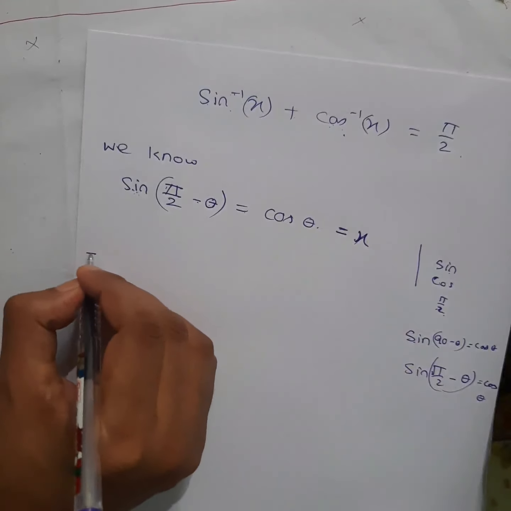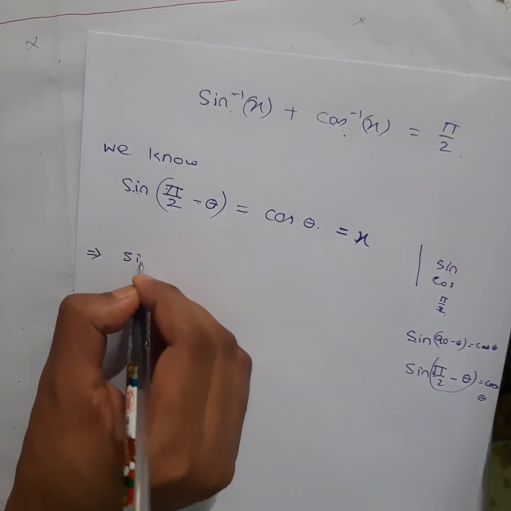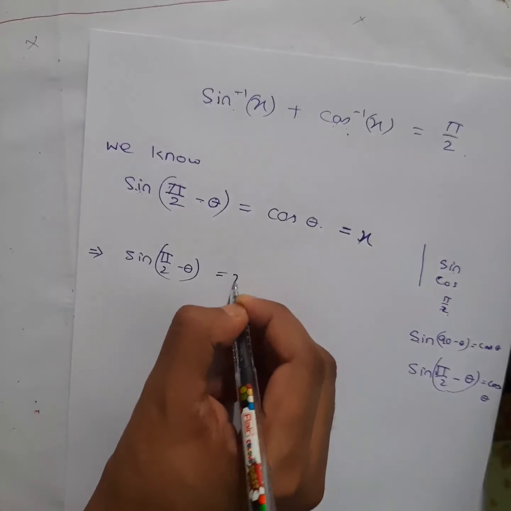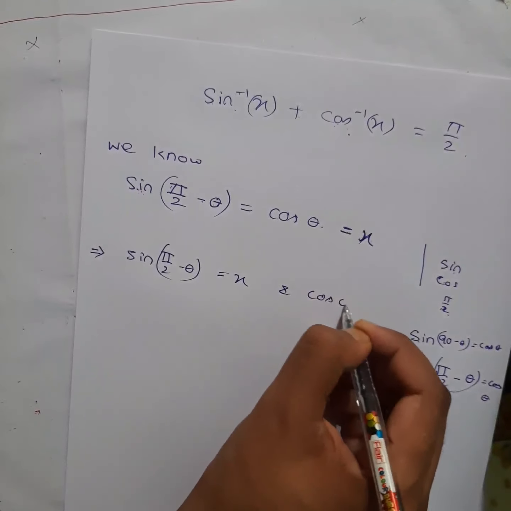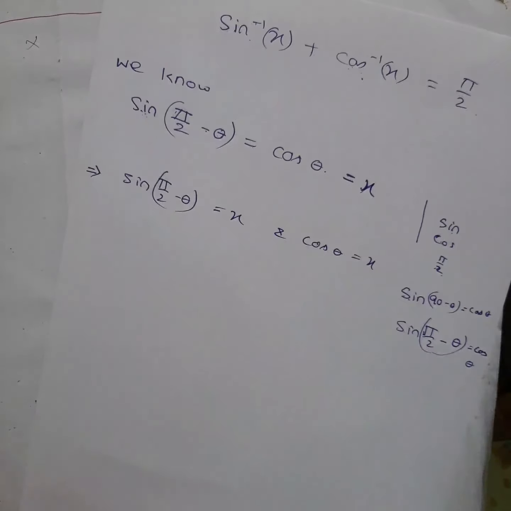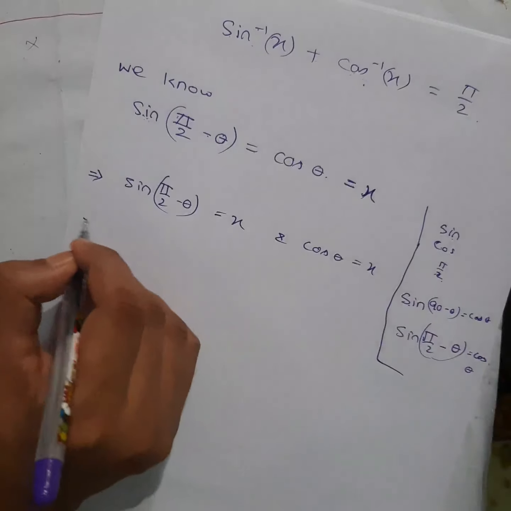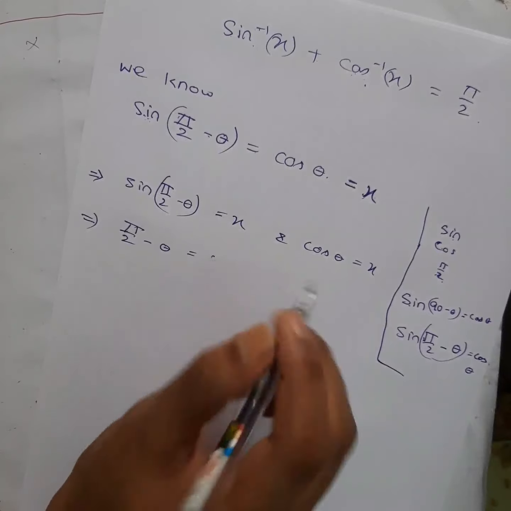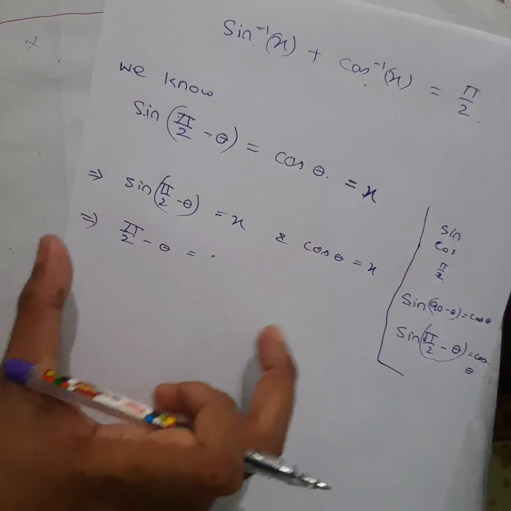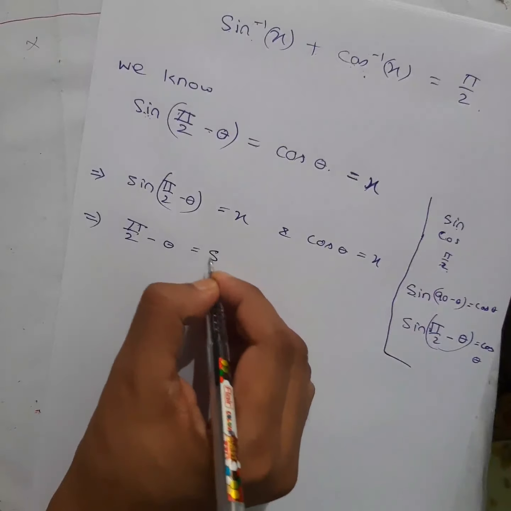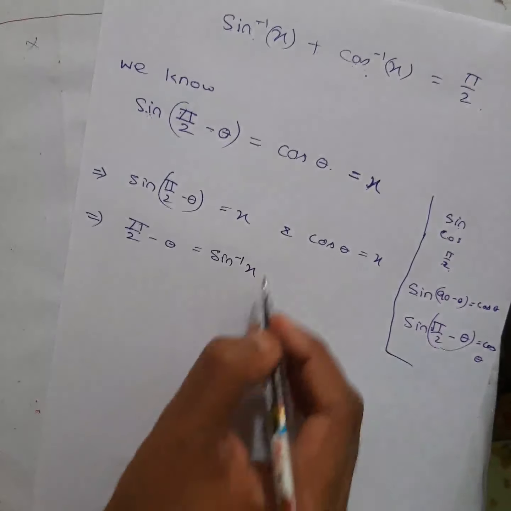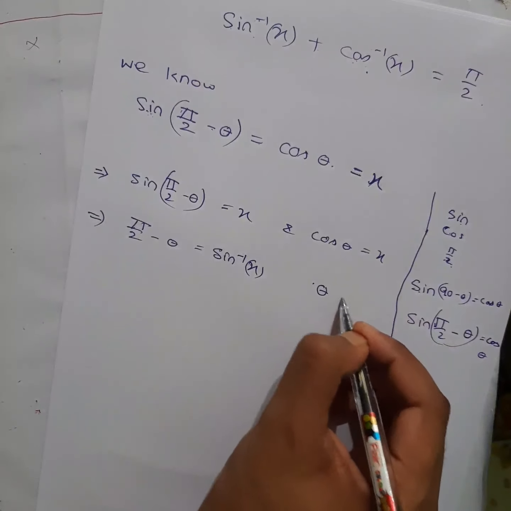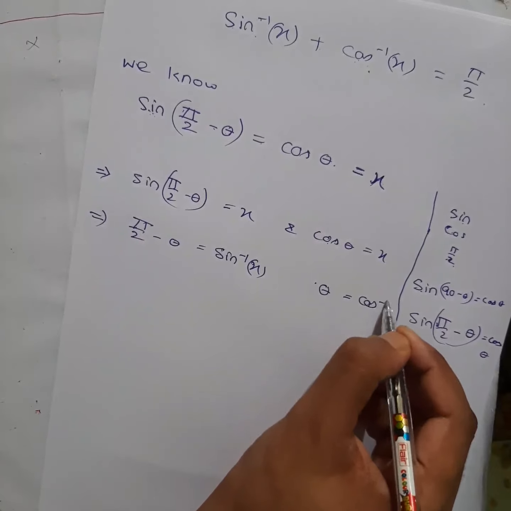Now if I write like this, see what will happen. Can I write sine of pi by 2 minus theta equal to x, and cos theta equal to x? I can write this. I am not violating any rule here. Now see what I can write from here: pi by 2 minus theta equals sine inverse x. The derivation you don't need for your exam; this is for your understanding only. Can you see sine inverse x? I already got it. Here also, to get cos inverse x, I will write theta as cos inverse x.